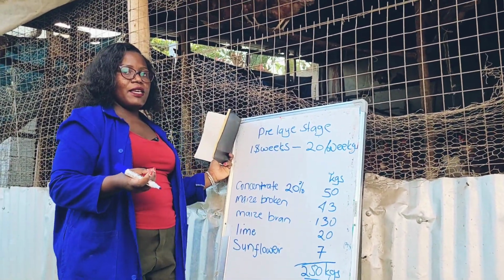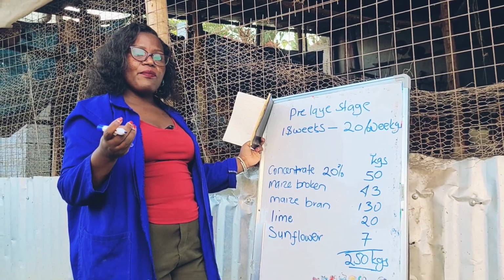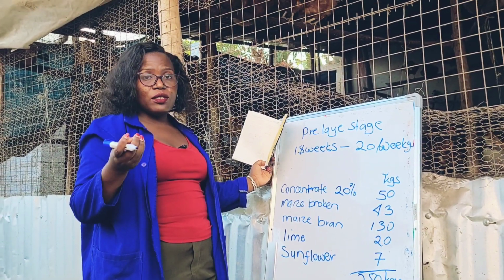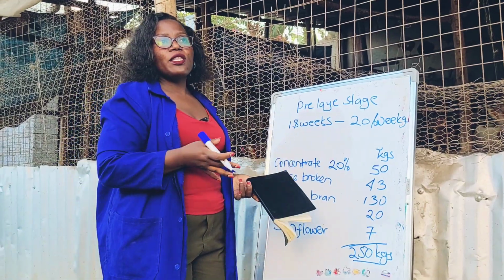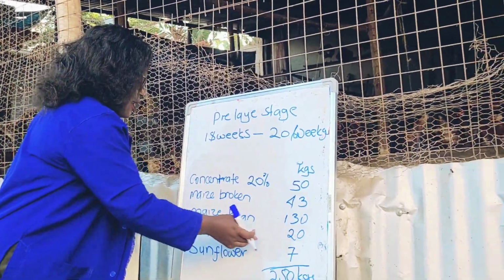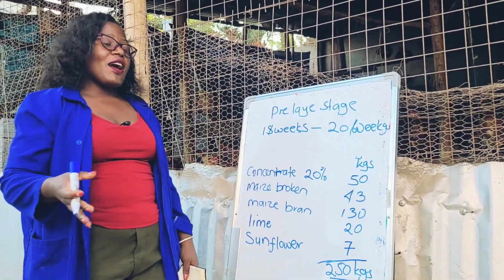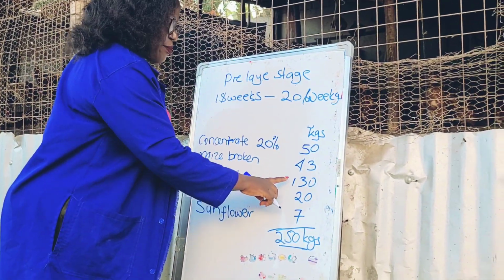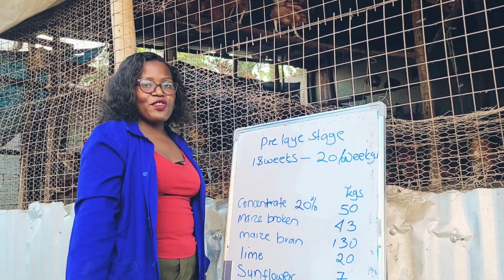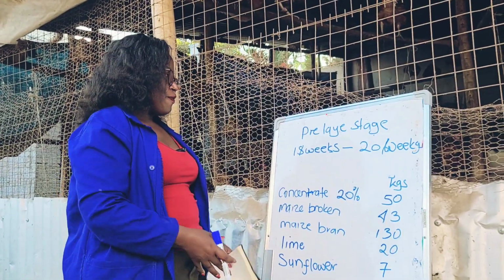have started laying, and they need lime to strengthen the bones, and also to strengthen the shells, the egg shells, and also it helps the eggs to mature. So that's why here the lime has increased. So still, as you can see in my formula, we have the brand, which is 130, and also broken, which is 43, which makes still this formula to be cheap.